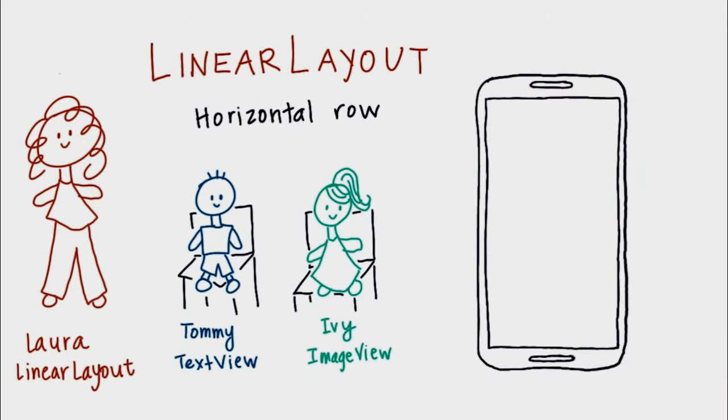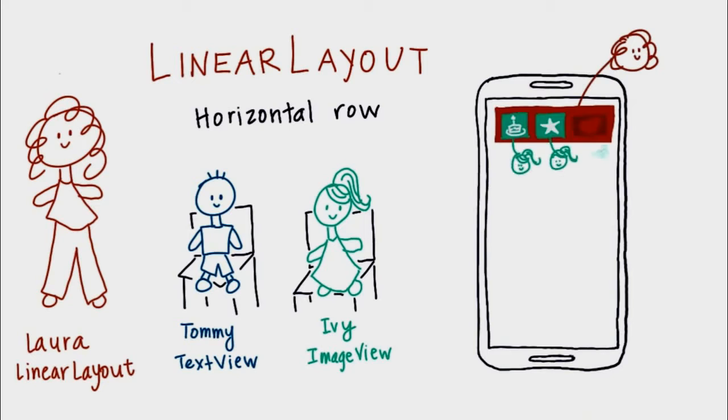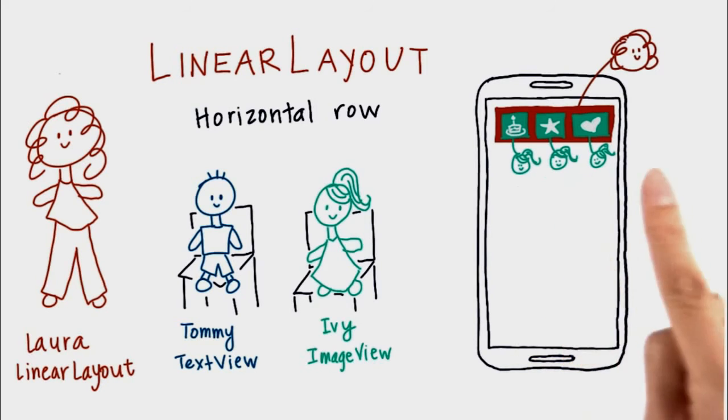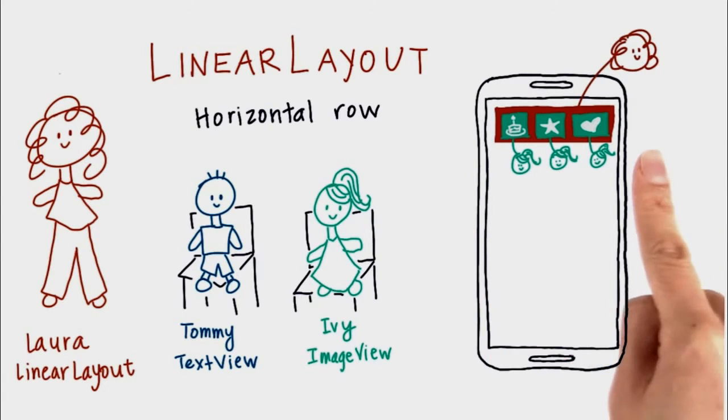Or the linear layout can arrange its children views in a horizontal row, like this. Hey, if you want to say no boys allowed, that's totally fine with me. This is Ivy, Irene, and Isabella. Okay, and that's it for a linear layout. Pretty straightforward, right? You can arrange children in a vertical column or in a horizontal row.